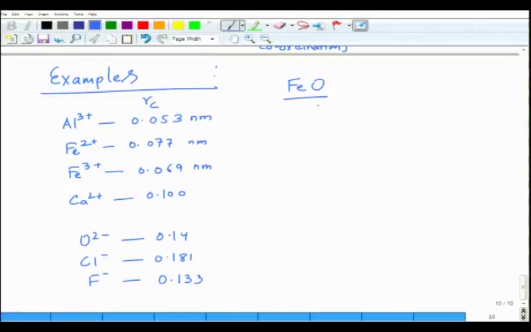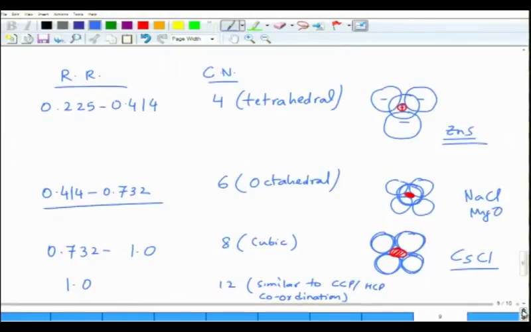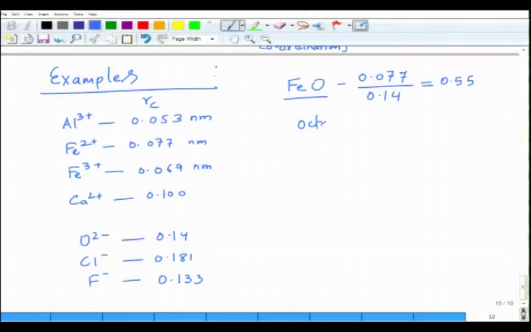So let us first take the example of FeO. Fe has a radius of 0.077 and oxygen has a radius of 0.14, and the radius ratio that you obtain is nearly 0.55. So if you go back to the previous table, where does 0.55 fit in? It fits in here. Which means FeO should have octahedral coordination of cations.